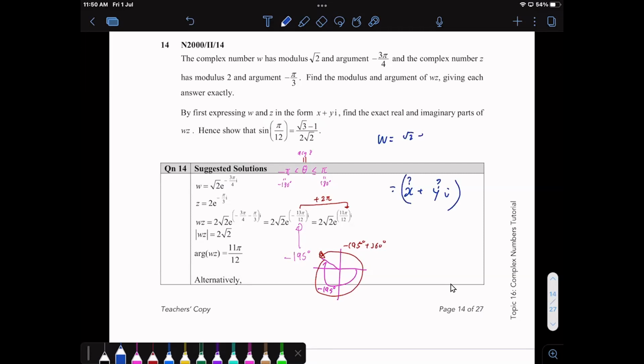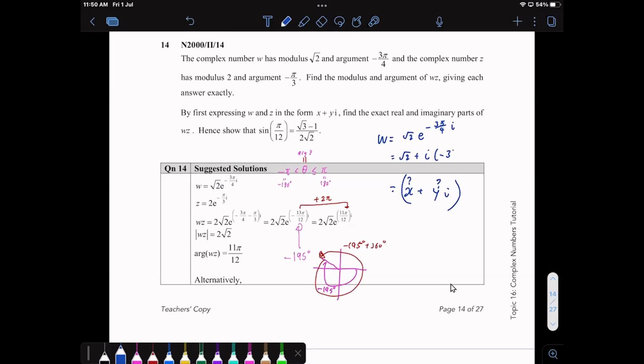Is it square root 2 plus i? Wait, let me copy this down first. Sorry, you were saying? Square root 2 plus i, negative 3 pi over 4.